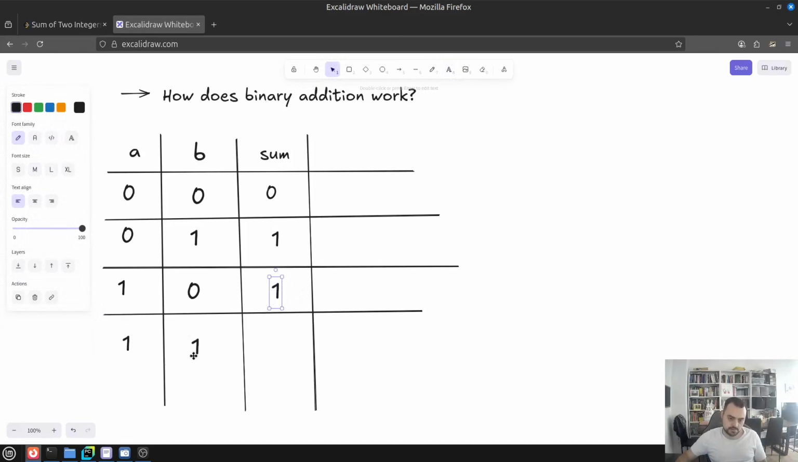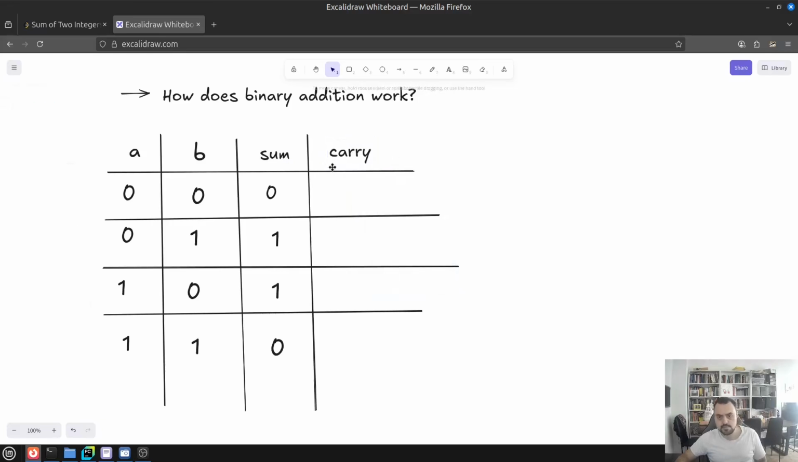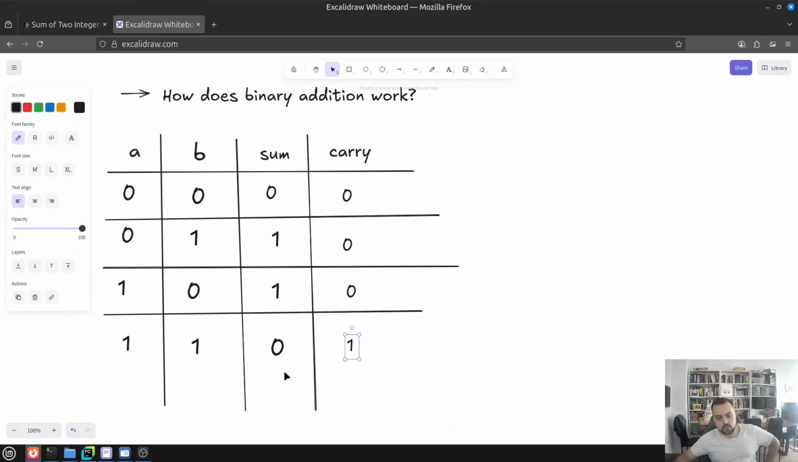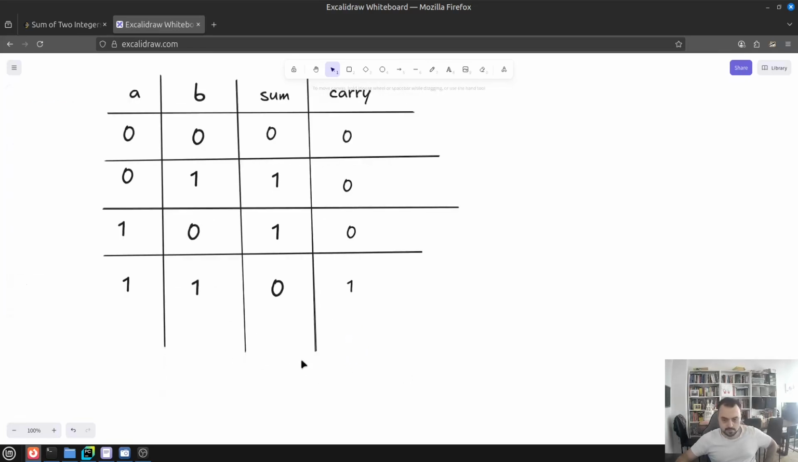And here comes the fun part. What is 1 plus 1? Well, it's 2, but we don't have this option in binary, so we have to put 0 here and introduce the third column called carry. The carry for the first 3 rows is 0, since we can fit everything into the first bit for the answer. And the last one is 1, since the sum will be 0, but we carry 1 to the left to the next bit. So that's how it works.